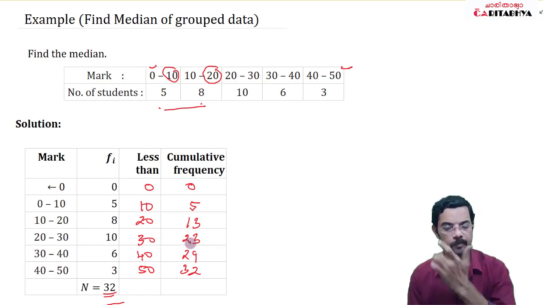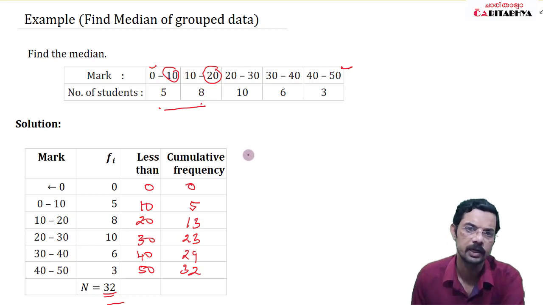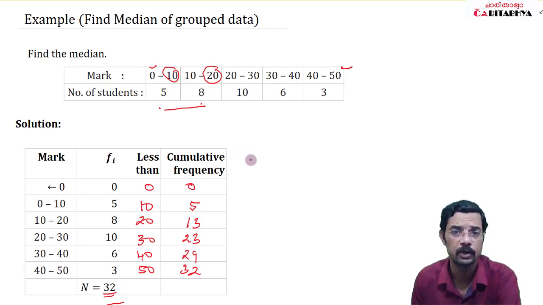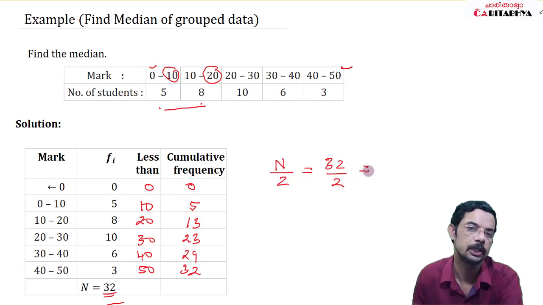Now next, what are we supposed to do? We need to find out the median class. How to find the median class? Median is the N by 2th value, so we need to find N by 2. What is N by 2 here? That is 32 divided by 2, which is equal to 16. So 16 is the value.